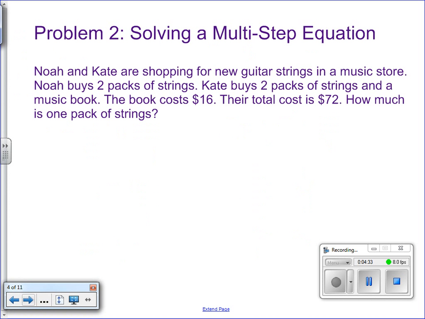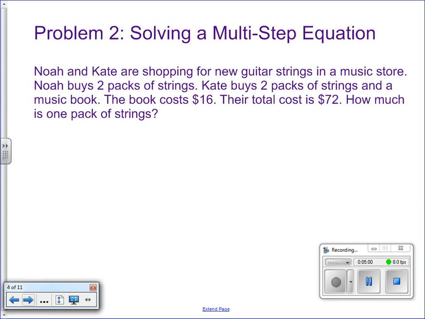Problem 2. Solving a multi-step equation. Noah and Kate are shopping for new guitar strings in a music store. Noah buys 2 packs of strings. Kate buys 2 packs of strings and a music book. The book costs $16. Their total cost is $72. How much is 1 pack of strings?